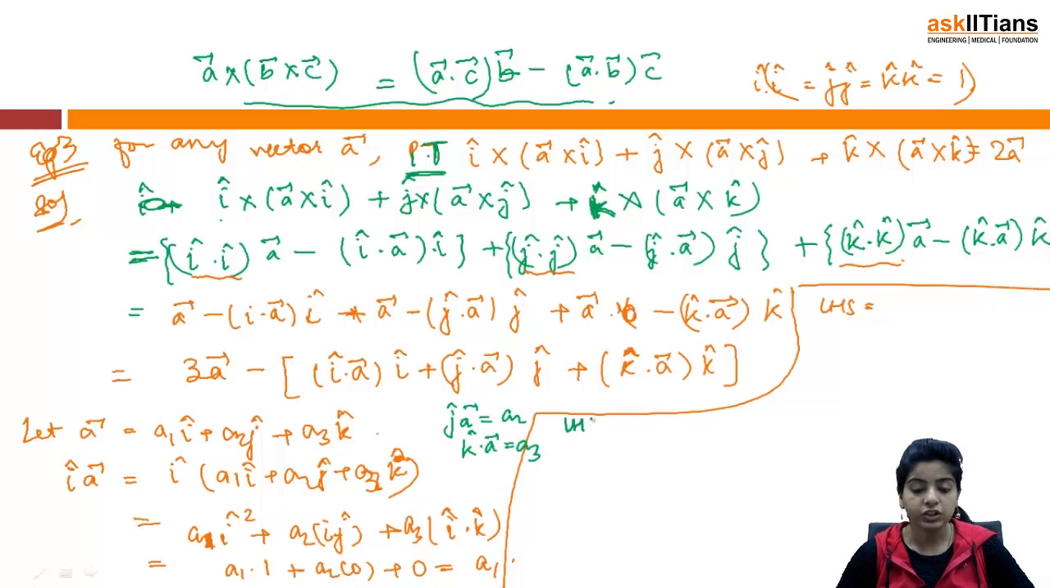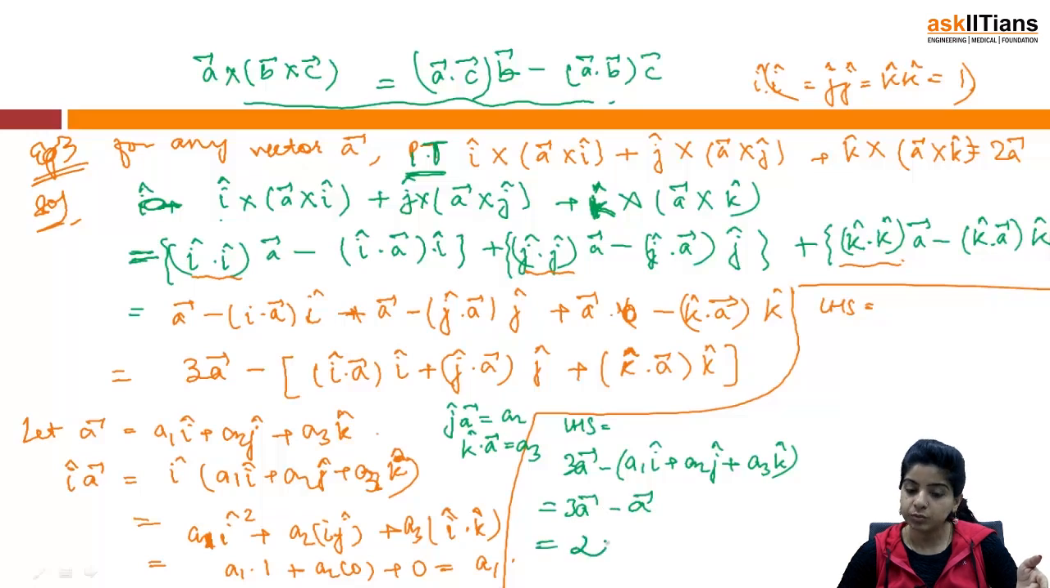Therefore my LHS becomes 3A, as you can see from this equation, minus this quantity, and I dot A I have obtained as A1. So that will be equal to minus of A1I plus A2J plus A3K. A1I plus A2J plus A3K is again A, and therefore this gives me 3A minus A, which comes out to be 2A, the required RHS. Therefore this LHS term is equal to 2A. Hence we have reached the desired conclusion.